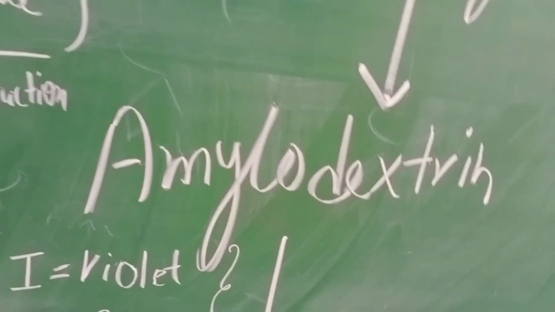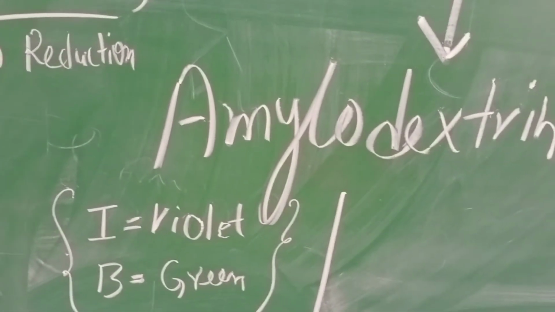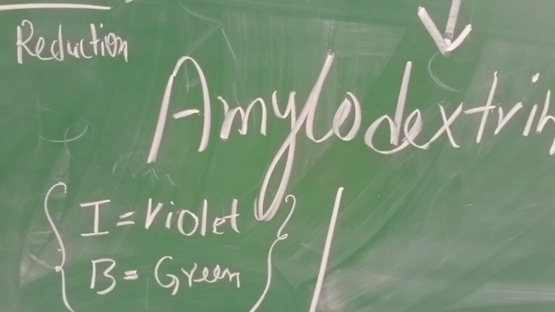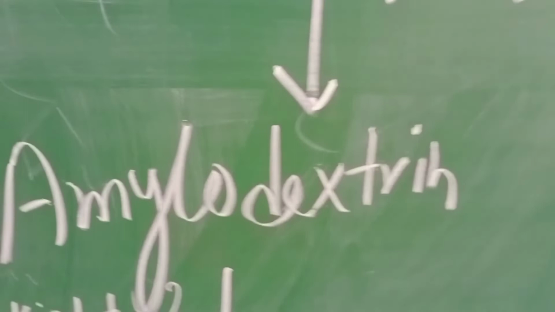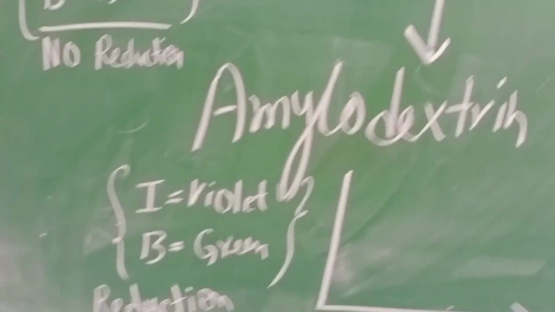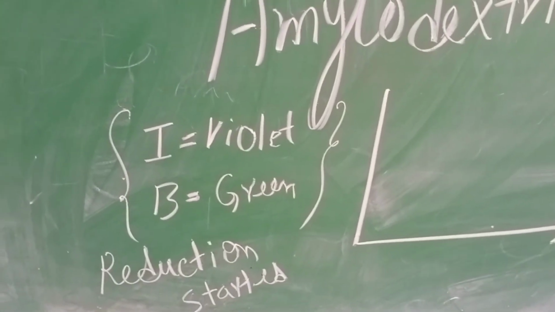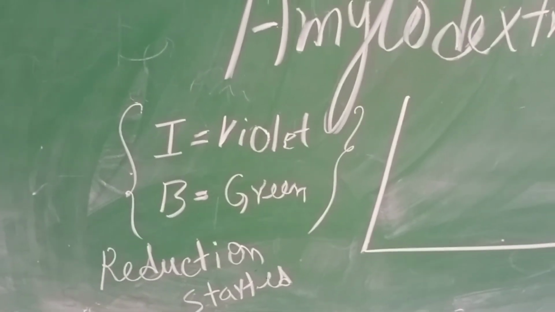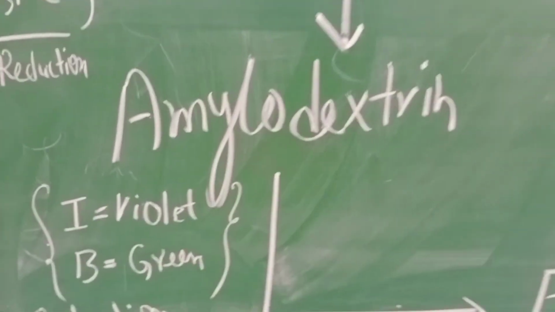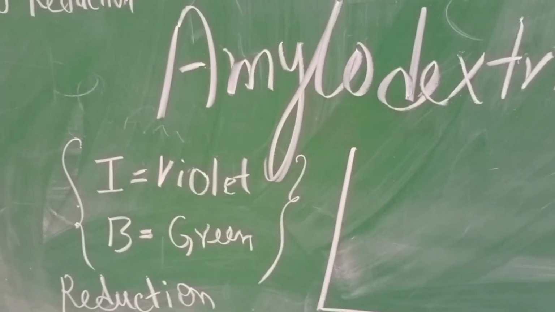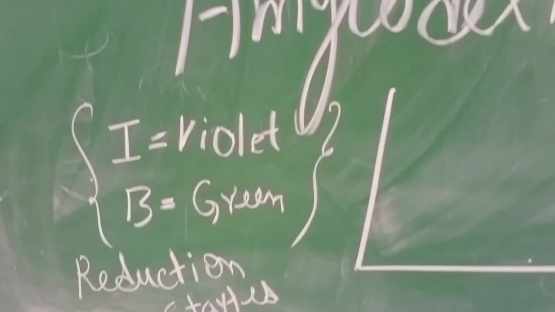So amylodextrin is the initial or intermediate product, which is confirmed by the iodine and the Benedict solution with the subsequent violet and green colors, and this confirms that we are getting amylodextrin. And this formation of amylodextrin will also suggest that the reduction has started. So we can confirm the amylodextrin with the help of iodine and the Benedict reagent, which ultimately confirms that the reduction process has been initiated.